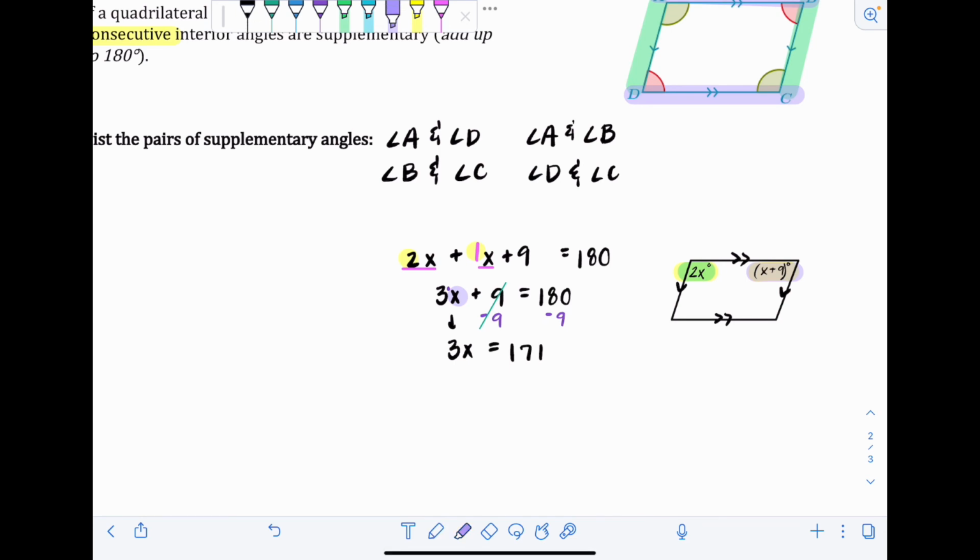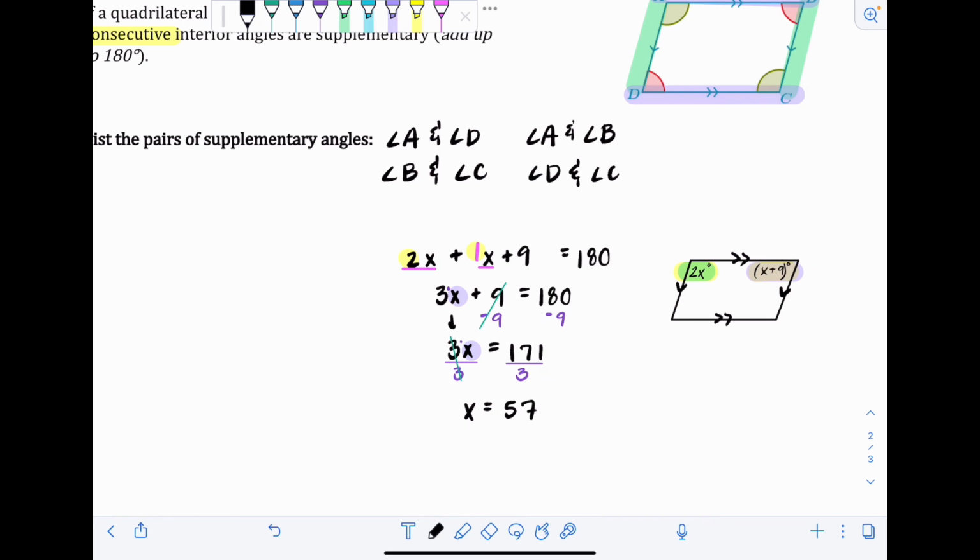From there, the goal is to get x by itself. A 3 is being multiplied by x, and the opposite of multiplication is division, so I'll divide both sides by 3. 3 divided by 3 is 1, so this becomes 1x, but of course we just write that as x. And 171 divided by 3 is 57.